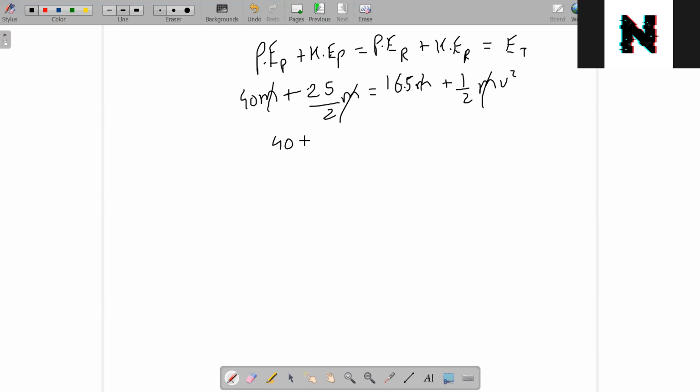So now this is 40 plus 25 by 2, right? Because the options are not in decimal form, we have to convert everything into non-decimal form. So how can we write 16.5 in fraction form? 165 by 10. Good. So this becomes v square by 2 plus v square by 2. So this becomes 5 3 is 15, and again 5 3 15.